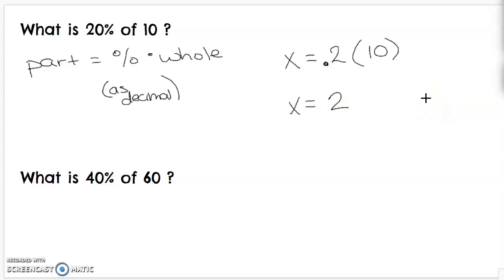Okay, so let's look at the next one and let's use the percent equation. So again, part, well, that's what I'm trying to figure out. So that's x. 40% would be 0.4 as a decimal, and then times 60. Well, 0.4 times 60 would be 24.